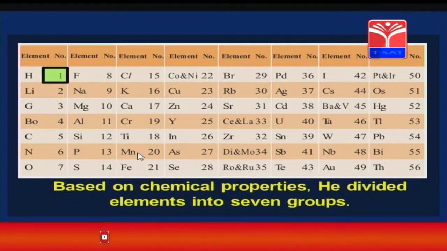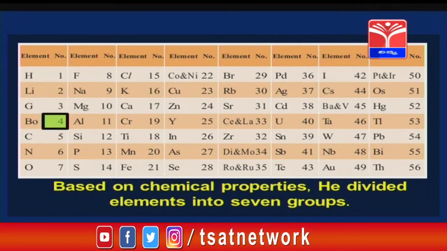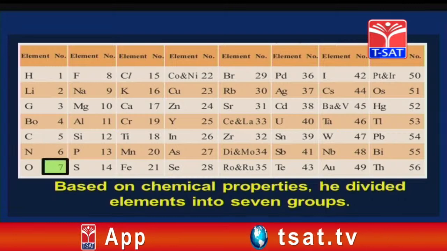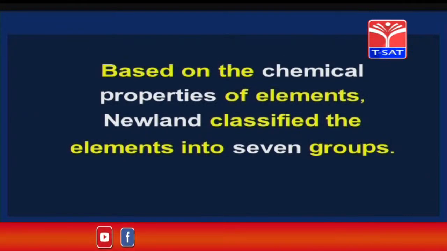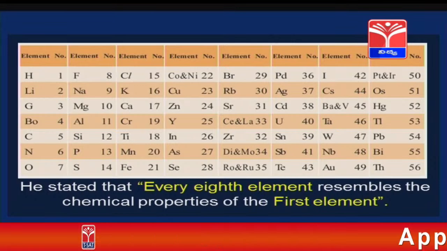Based on the chemical properties, Newland divided the elements into 7 groups. You see first group, second group, third group, fourth group, fifth group, sixth group, seventh group; like that he arranged the elements into 7 groups. He stated that every 8th element resembles the chemical properties of the first element.